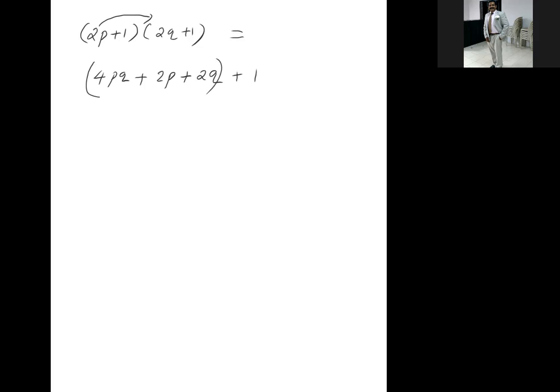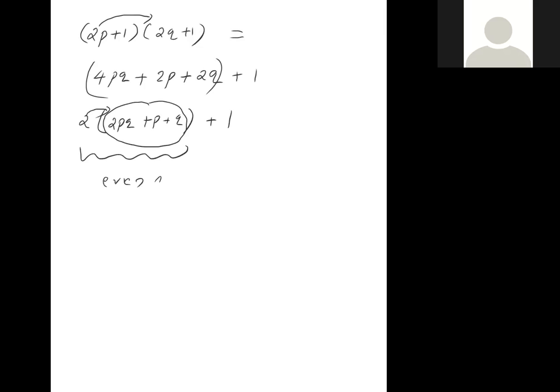What is common for these three terms? 2 is common, correct? So 2 into (2pq plus p plus q) plus 1. We know that this is basically a whole number, but it is multiplied by 2. Definitely this term is always an even number. But even number plus 1 is always what? Odd number.